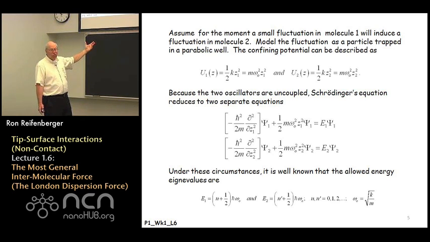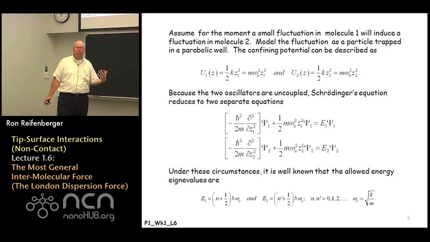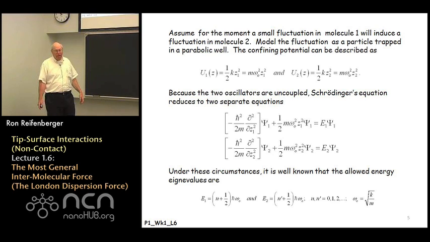So we have to insert these potential energies into Schrödinger's equation. We have to solve for the energy eigenvalues of the Schrödinger equation in order to calculate what the total energy of these two uncoupled springs are. That's done in the middle part of the slide. We write down Schrödinger's equation for each spring system. The coordinates for each spring system are different.